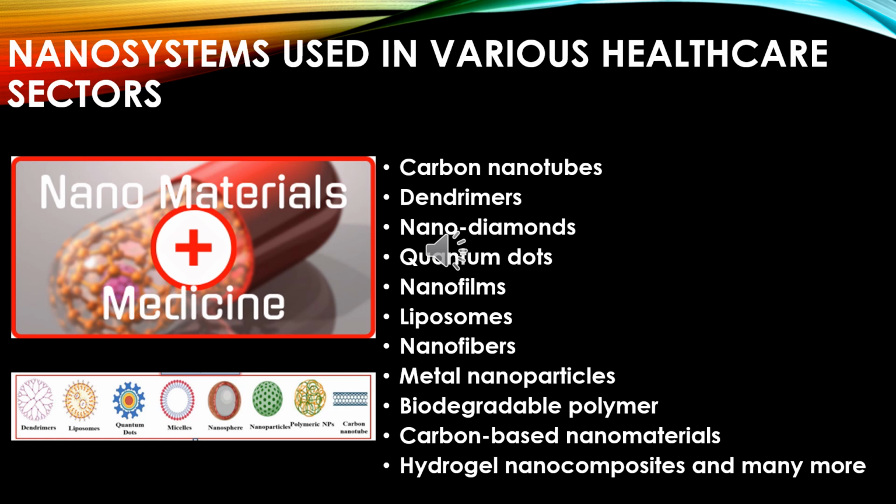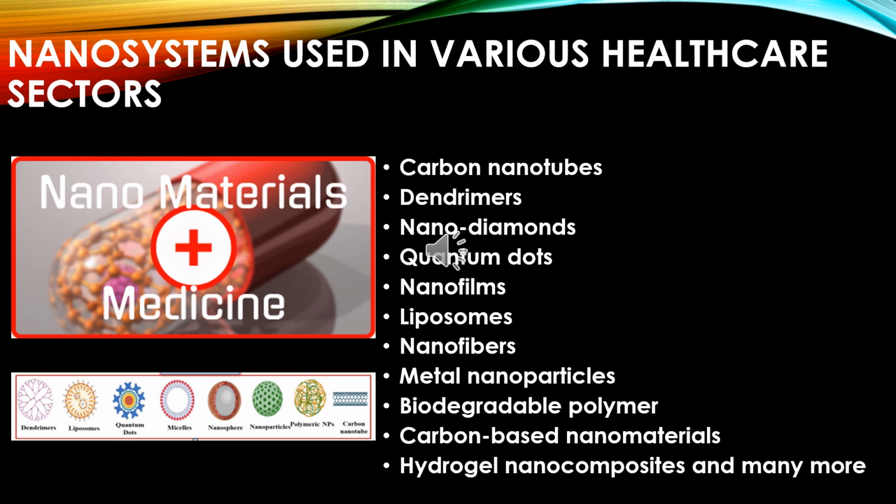Biodegradable polymers are also made up of polymer which is biodegradable in nature. Carbon-based nanomaterials like carbon nanotubes, nanodiamonds, quantum dots, everything comes under carbon-based nanomaterials because they are made up of carbon. Examples are fullerenes, buckyball structures, graphite. They are made up of carbon but in different forms like tubes, shapes, etc.